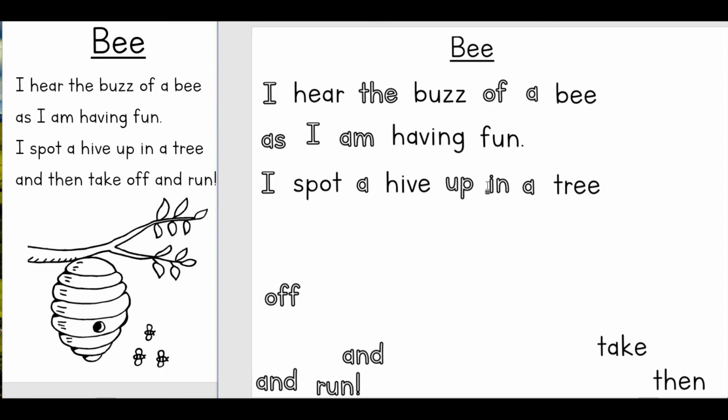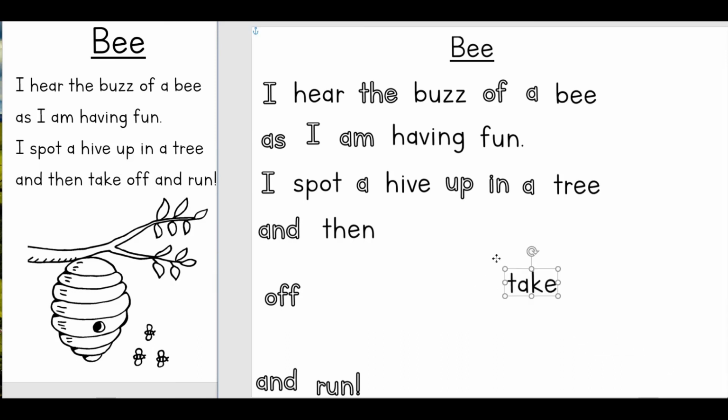I spot a hive up in a tree and. A-N-D, and. And then. T-H-E-N. Ooh, what I noticed about the word then is that it has a sight word in it. If you covered up the N, it would be the. But this word with the N is then. It does have a consonant digraph, TH at the beginning. And then take. Here's the word take.